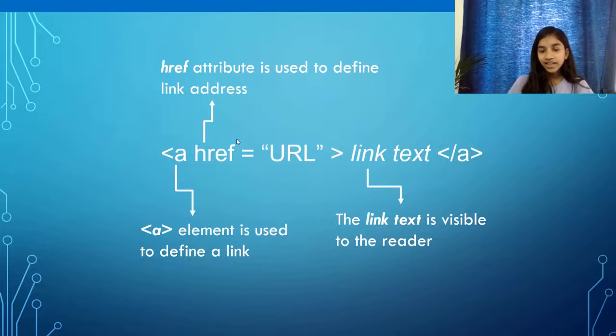In an HTML link, there are three parts. One is the A element. This element is used to define the link. Next is the href attribute. The href attribute is used to define the link address, or the address of the website we want it to go to. In the URL area, the URL is specified. And the third part is the link text. The link text is the text that is visible to the reader. So whenever we click on the link text, it takes us to the specified website.